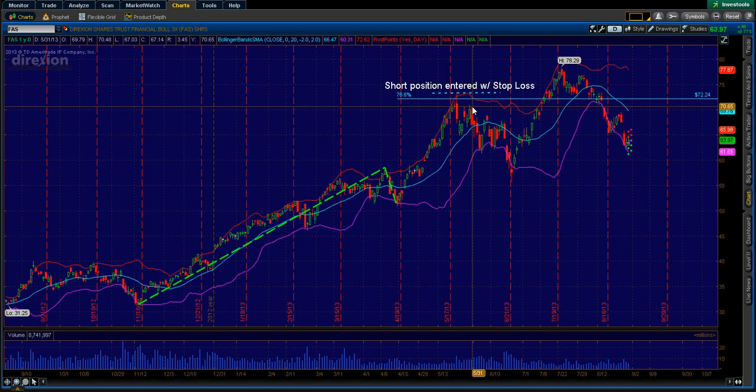But I want to let the market and I want to let price do what I believe it's going to do over time, because that's how you make money. You want to be able to sit on positions and let your profits run. All right, so let's take a look at this.